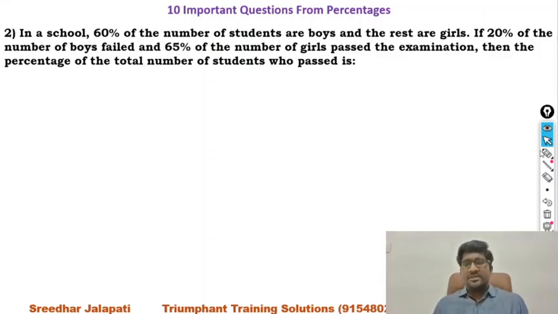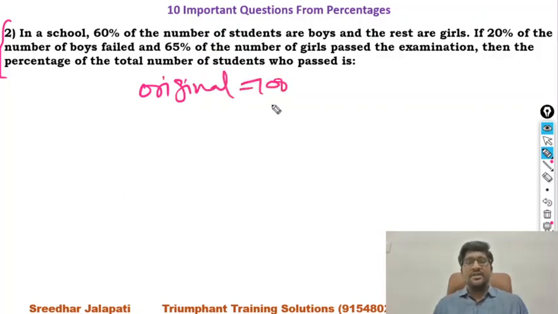And here is the second question. Again, those who want to try, you can pause the video. And the second question is, in a school, 60% of the number of students are boys and the rest are girls. So after reading the information, it's very clear that when the entire question is in percentages, please remember this point, when the entire question is in percentages, you can take the original number as always 100.